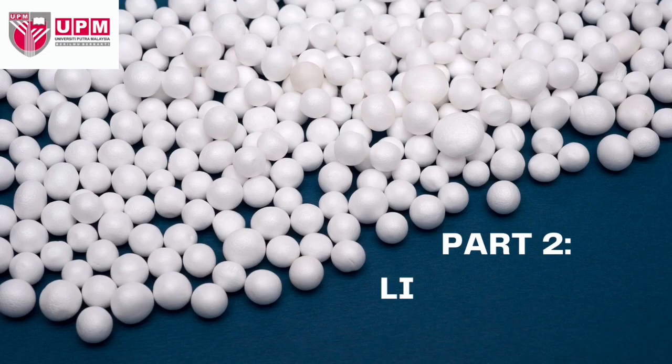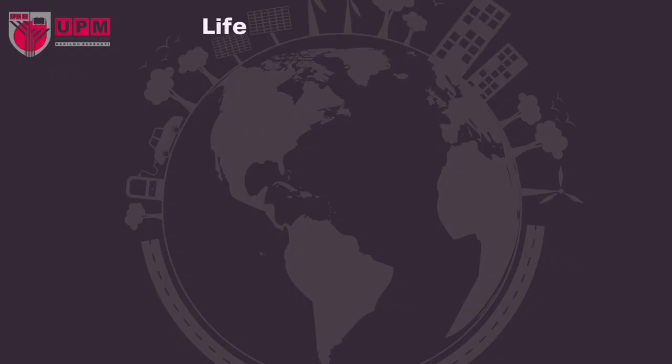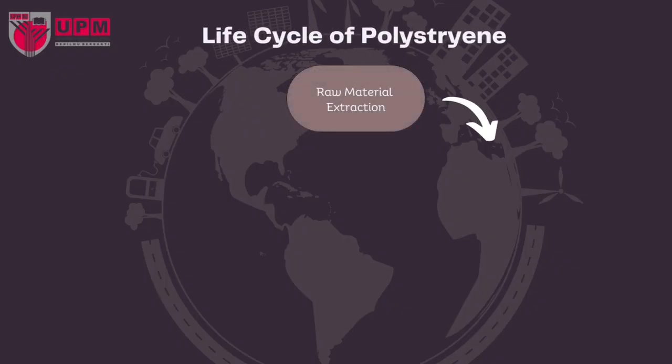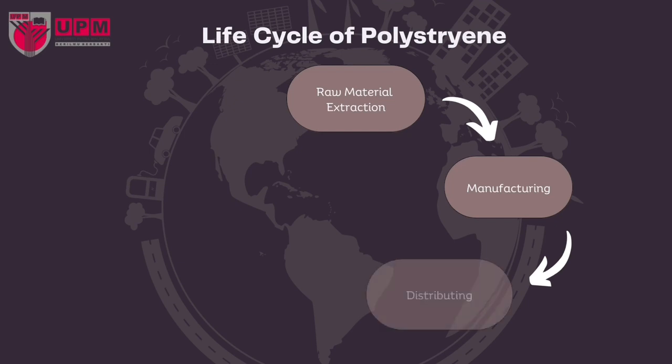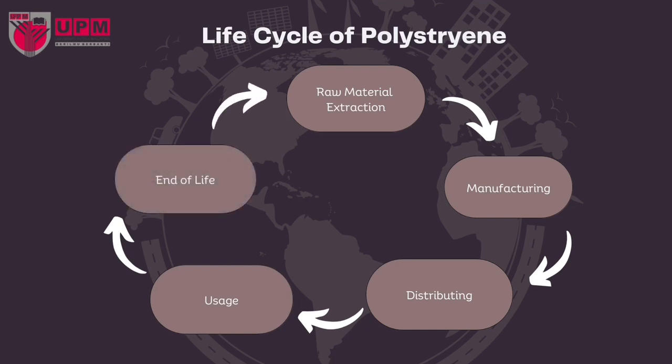Part 2: Life cycle of polystyrene. In the life cycle of polystyrene, there are 5 processes. The first one is raw material extraction, then followed by the manufacturing process. Third process is distributing. Fourth process is usage, and the last process is end of life.